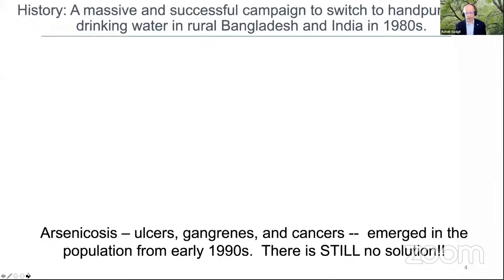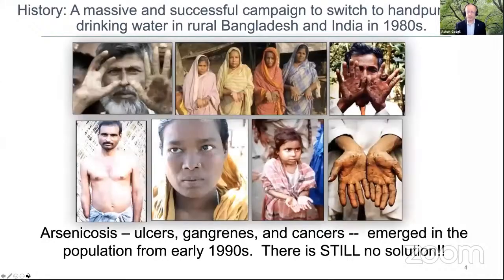I want to give a little bit of background. There was a successful campaign to switch people from surface water to groundwater in Bangladesh and India in the 1980s. And in the 1990s, arsenic was discovered in the hand pumps, which led to arsenicosis, and arsenicosis has horrific effects. The photograph primarily shows ulceration of the hands, including for the child in the lower panel, amputation of fingers and hands, internal cancers, and so on.